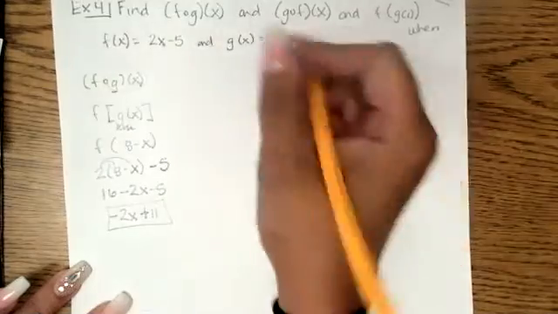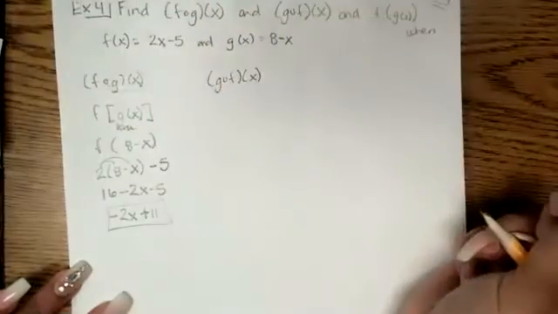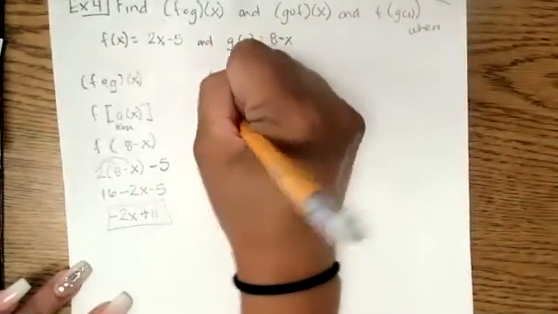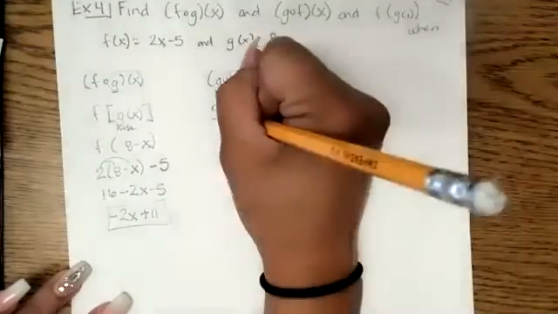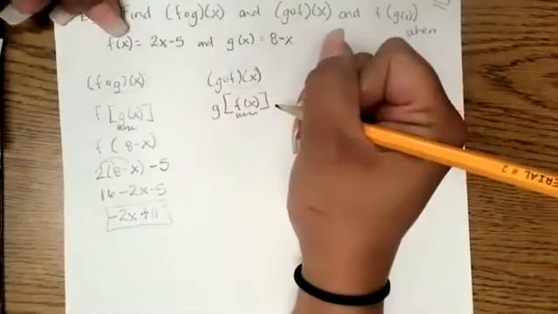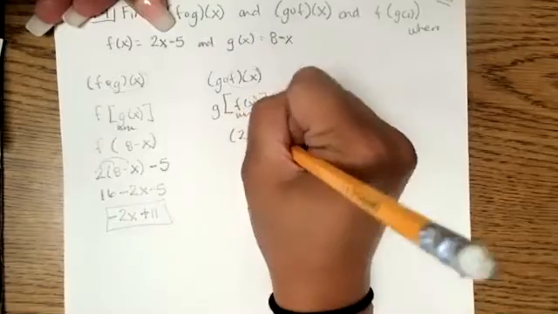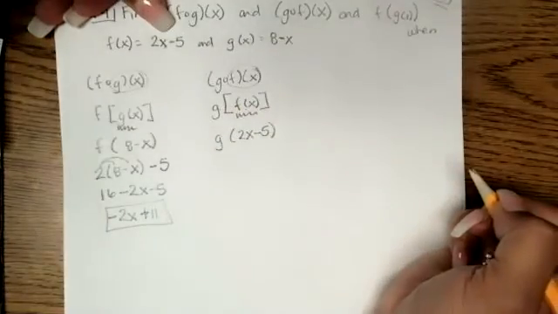Now I'm going to find g of f of x. Because the f is closer, that's going to go on the inside. So g is on the outside. f of x is on the inside. Plug in the f of x first. So that's going to be 2x minus 5. So I'm going to put a 2x minus 5 there. And because I plugged it in, the f is gone. And then I can't forget the g on the outside.